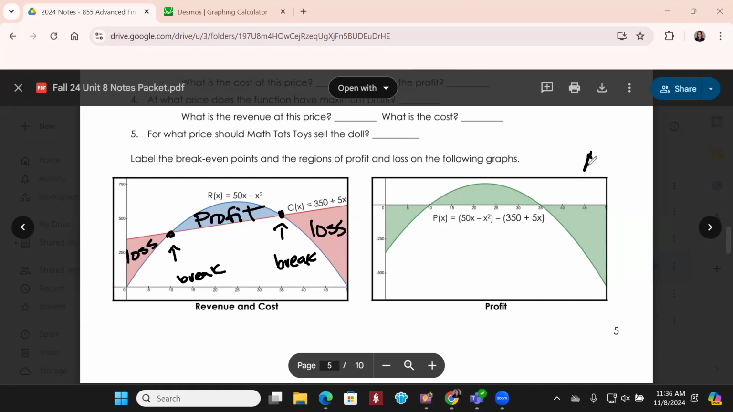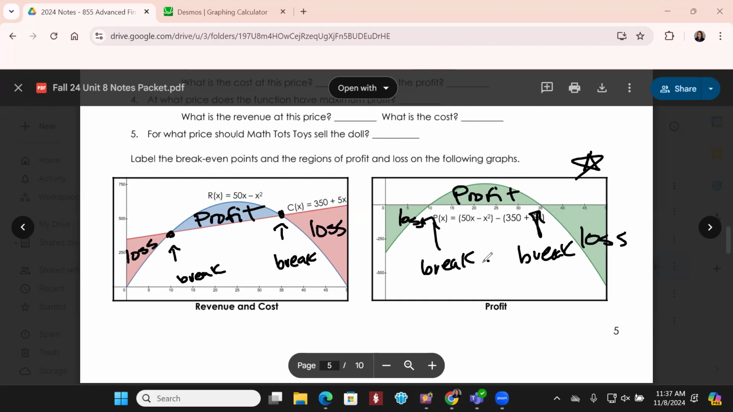Can you label this one? So you should have profit here, loss here, and break even. Good. Questions? See, I told you it wasn't even that bad, right?